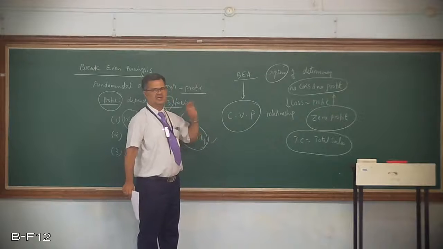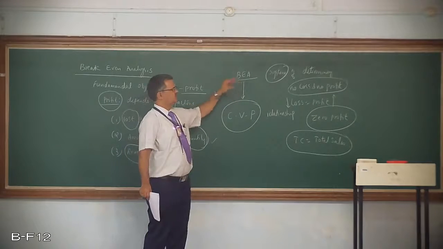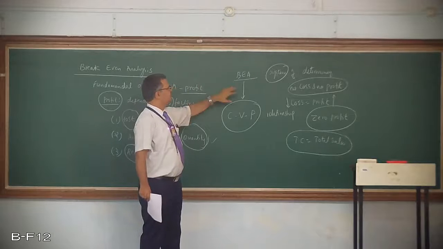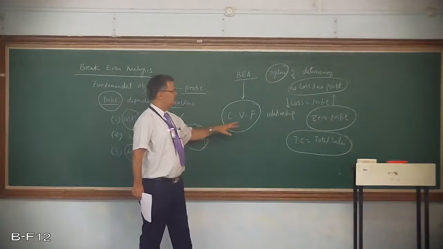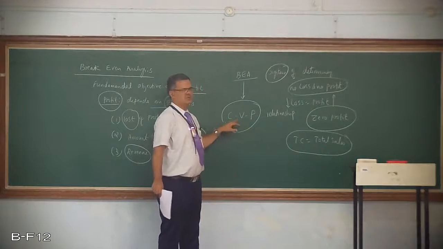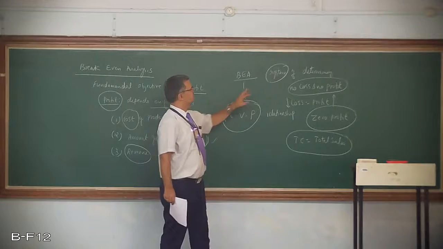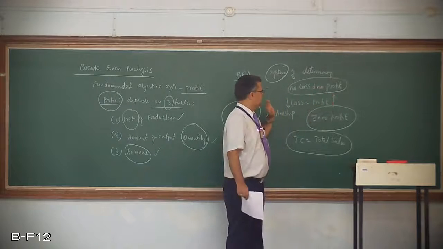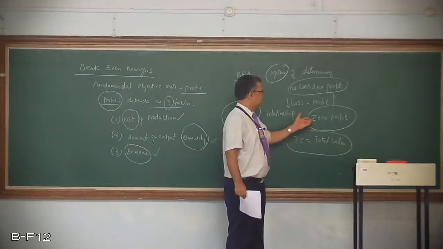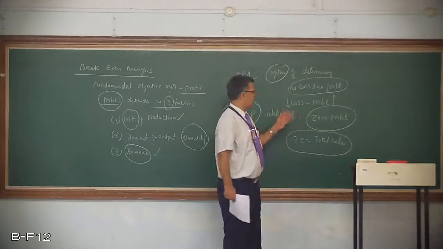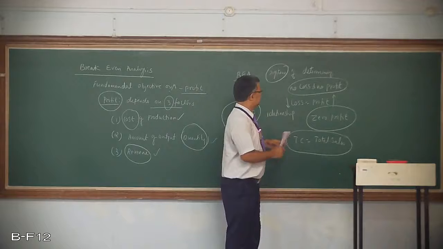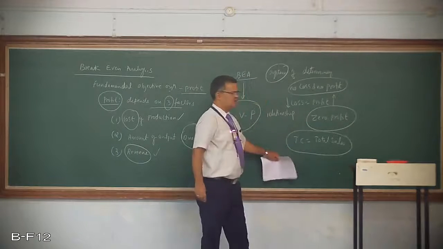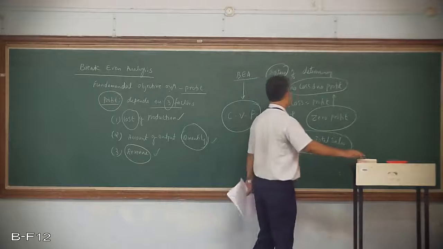I hope you understood the concept of break-even: the relationship between the cost, volume, and profit. That is the system of determining the no loss, no profit region, also called zero profit, where there is no loss and no profit. We can say that the total cost should be equal to total sales.